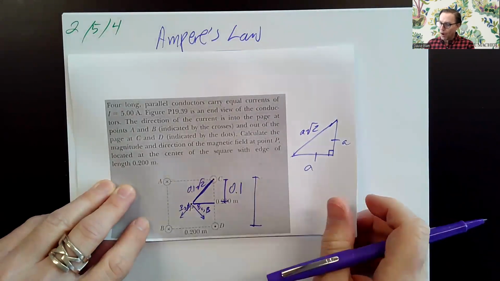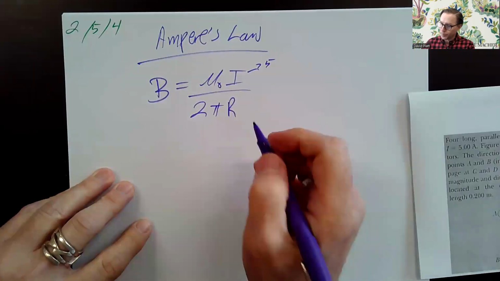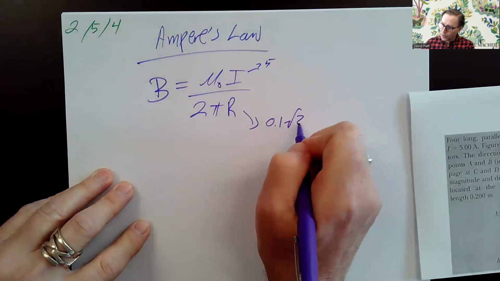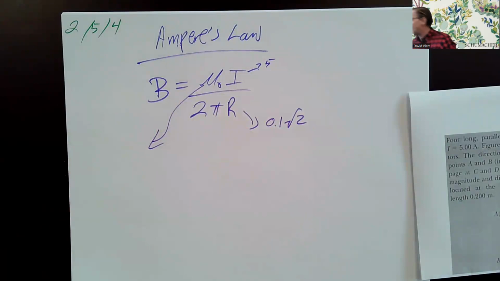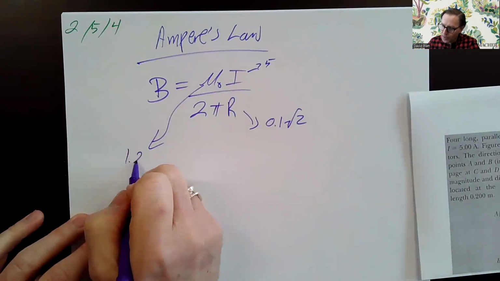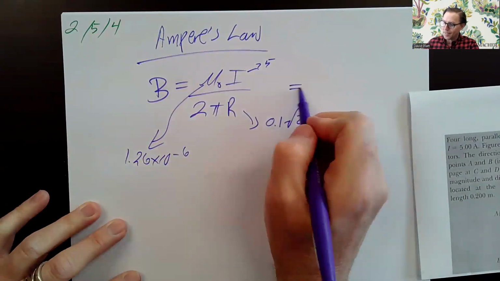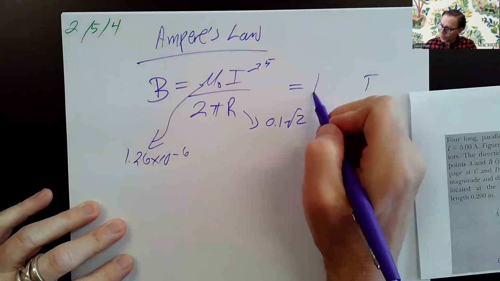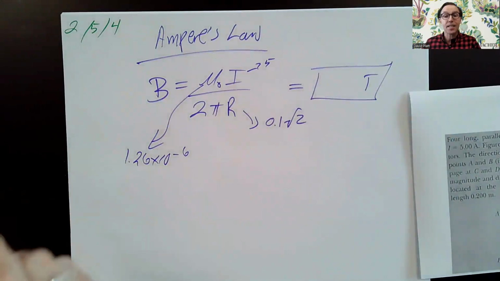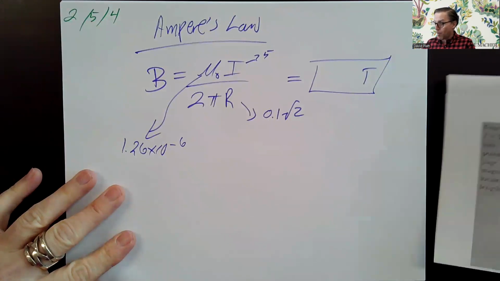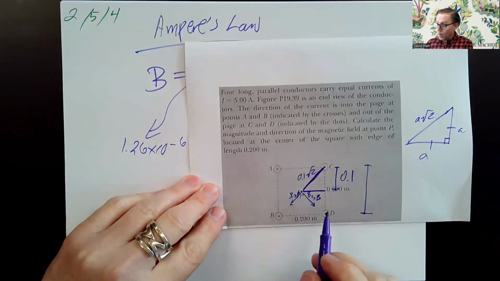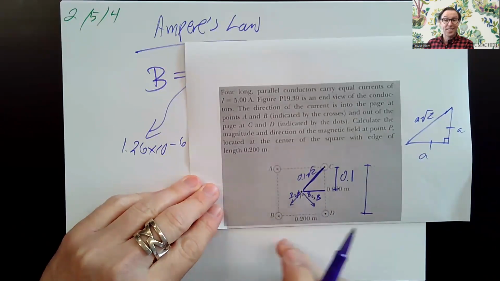All right. And so now R is 0.1 root 2. And I was going to look up mu naught in the back of your textbook. 1.26 times 10 to the minus 6th. All right, so this is just a bunch of stuff, and we can get some number. It's a magnetic field, so it's a number of Teslas. Now, that is not the answer to the whole problem. That is how strong the magnetic field is for each of these four.